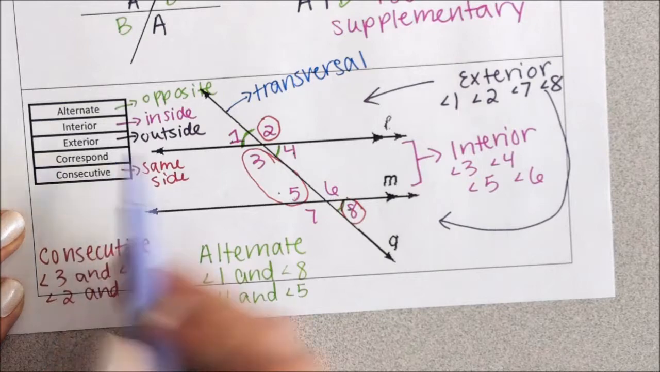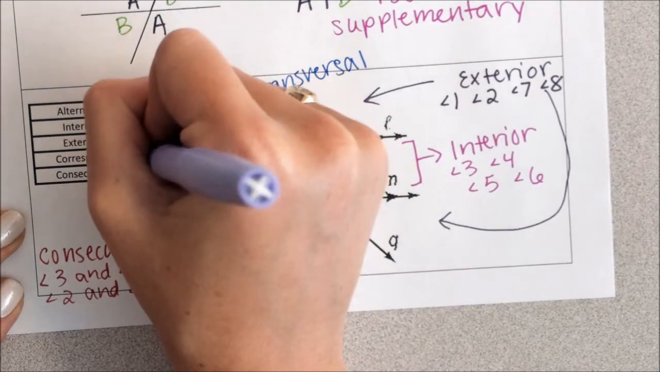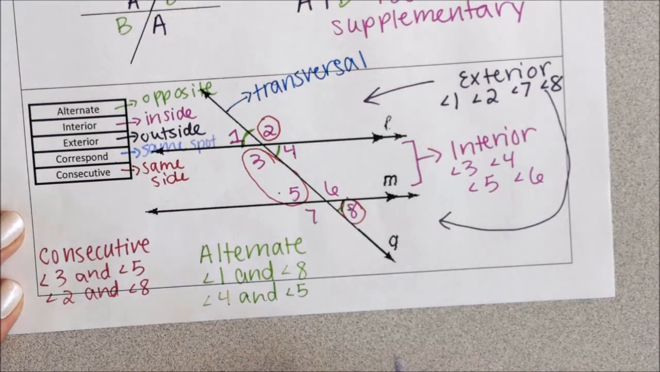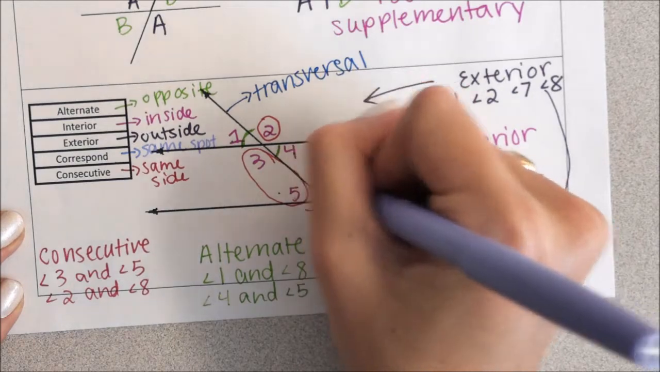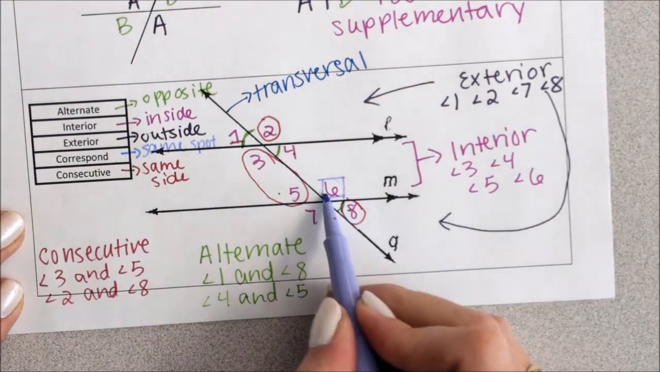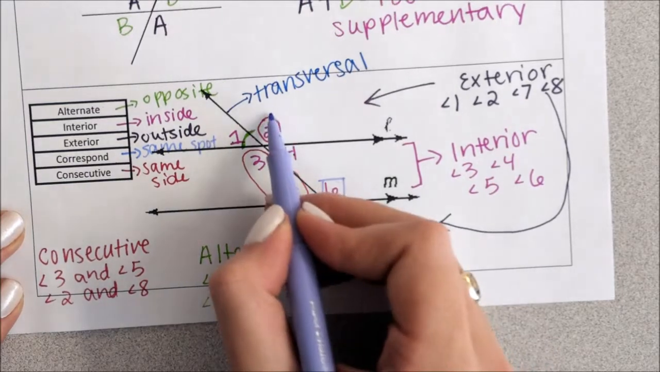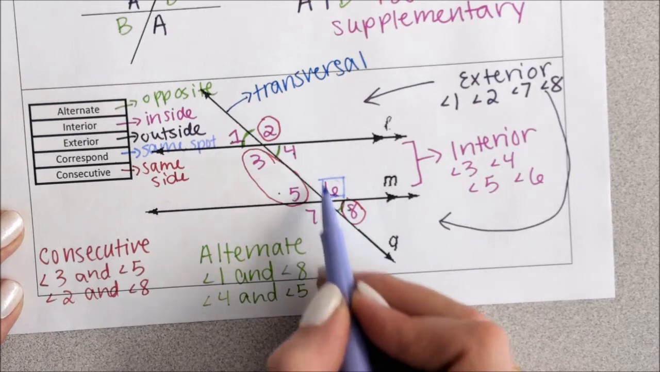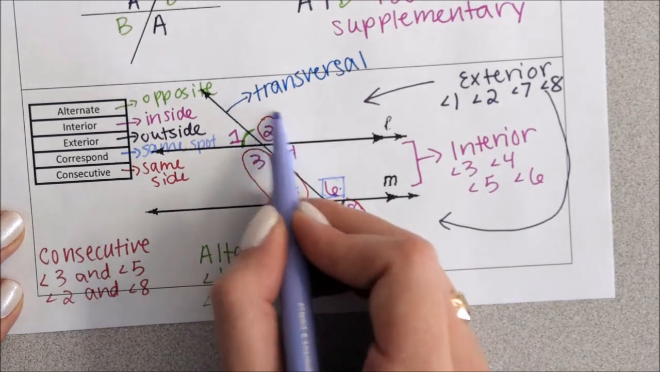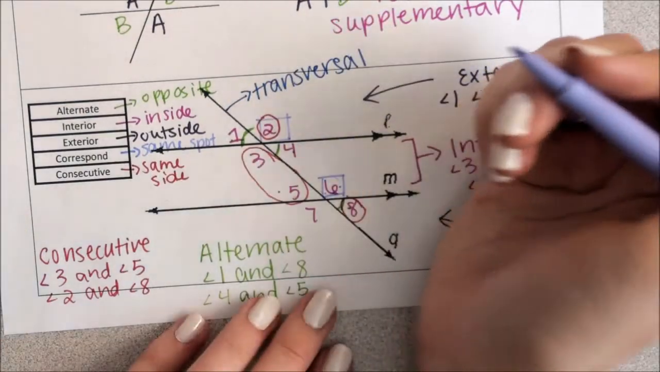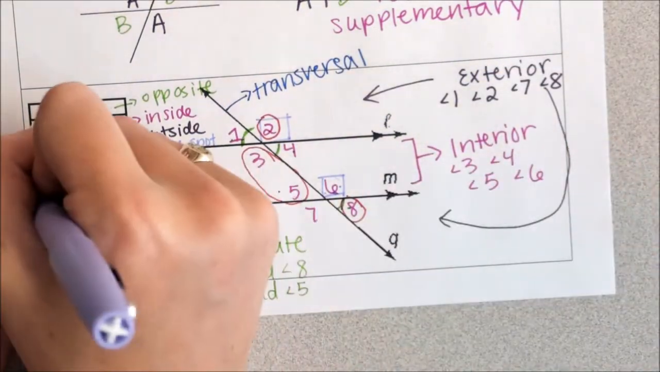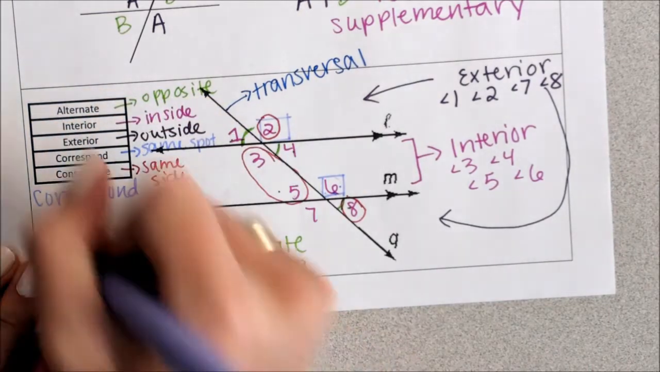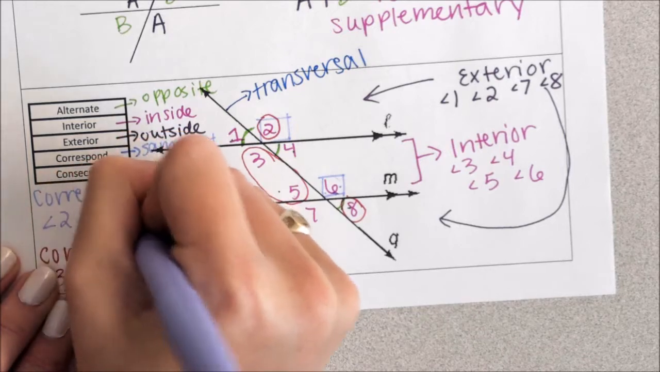Alright, our last one is called corresponding. So for corresponding, you want to think about the same spot. So if we look at angle 6, put a box around angle 6, the same spot angle is going to be up here. We want to look at these four. Which one's in the same spot as 6? If 6 is on the top right, that means angle 2. So I can write that over here. Corresponding are like angle 2 and angle 6.